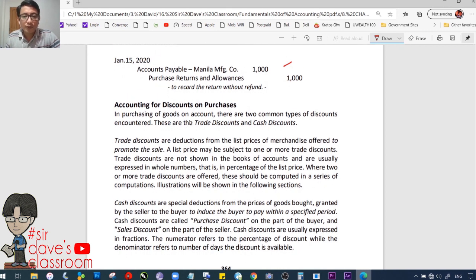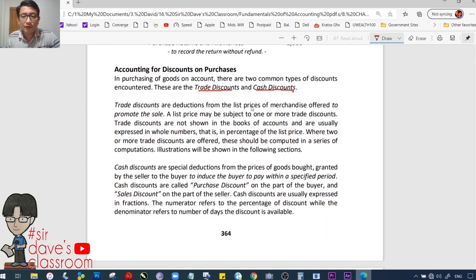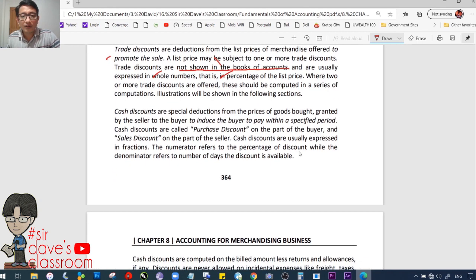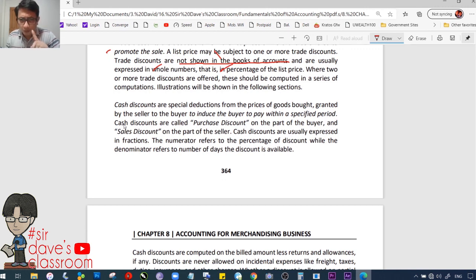In purchasing of goods on account, there are two common types of discounts encountered. First, trade discounts. Second, cash discounts. Trade discounts are deductions from the list prices of merchandise offered to promote sale. A list price may be subject to one or more trade discounts. Trade discounts are not shown in the books of accounts and are usually expressed in whole numbers, that is, in percentage of the list price. Where two or more trade discounts are offered, this should be computed in a series of computations. So we will show you later, shortly, kung paano ba siya i-compute, kung paano siya i-consider.